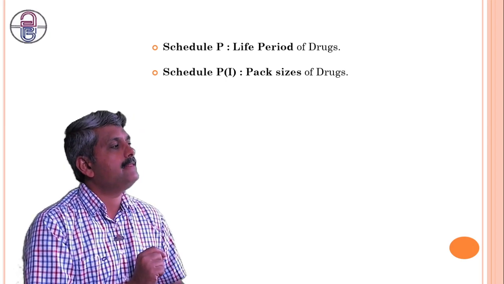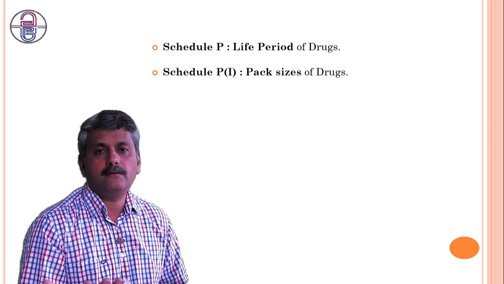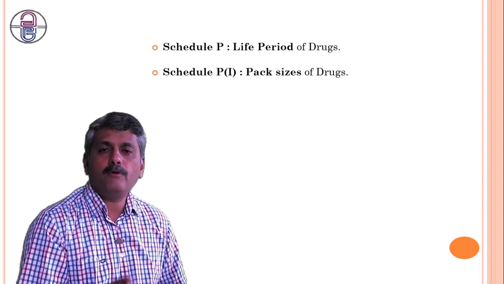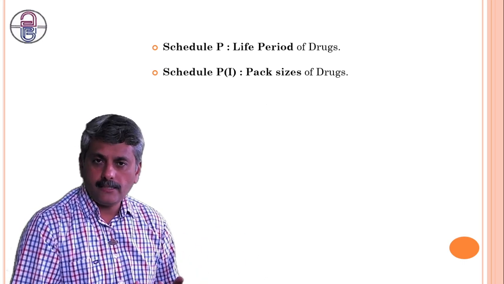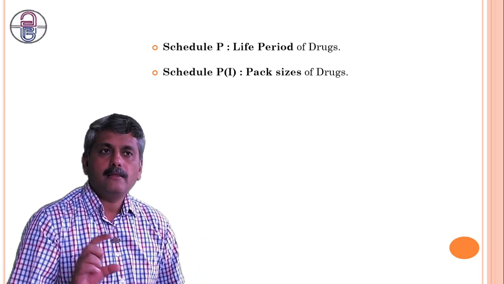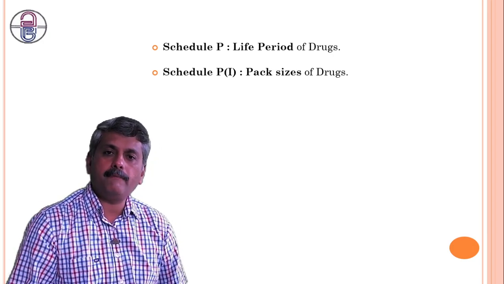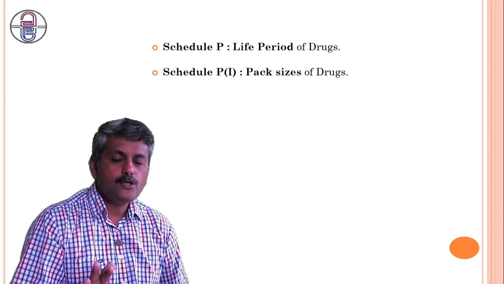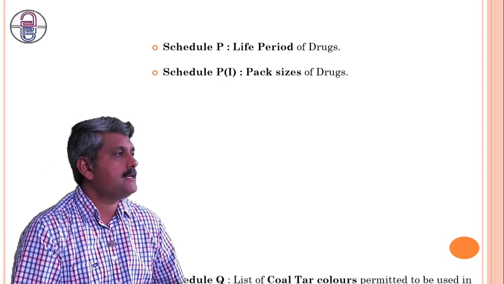Next, schedule P1, that is the pack size of drugs. There are a few drugs which are available in a 10 tablet strip, 10 capsule strip. There are a few packings which contain 30 capsules or 30 tablets. There are a few bottles available in 30 ml, 50 ml, 100 ml, 500 ml. So all that is mentioned in the pack size.